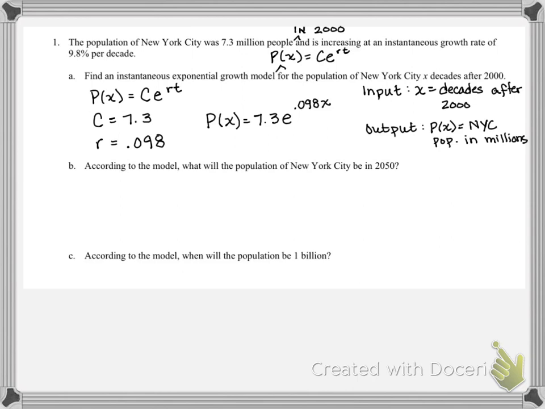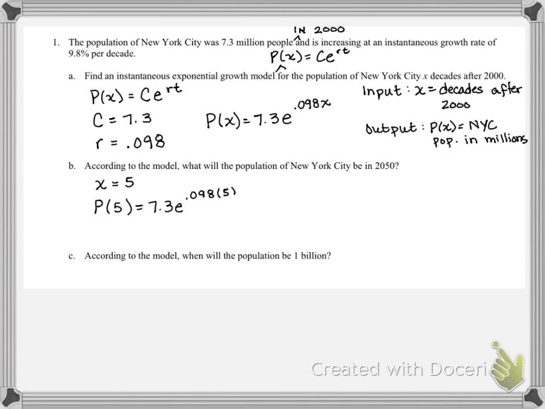Okay, so according to the model, let's find the population of New York City in the year 2050. So remember that our x value is measuring decades. So x is going to be what? 5, right? Because 5 decades since the year 2000. And so we want P of 5, which is 7.3 e to the 0.098 times 5.